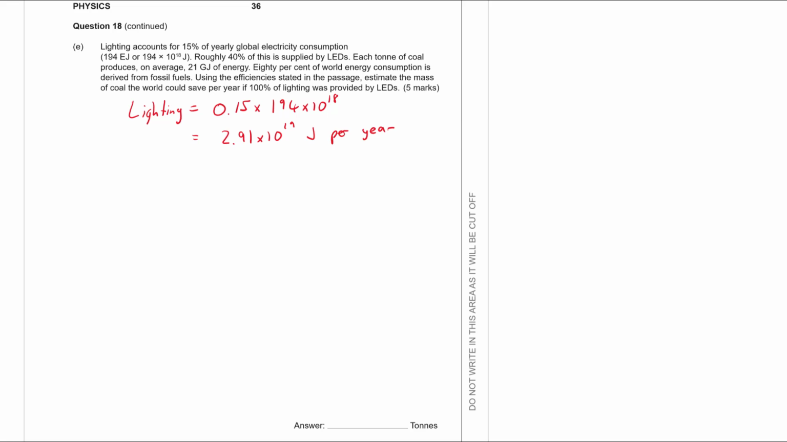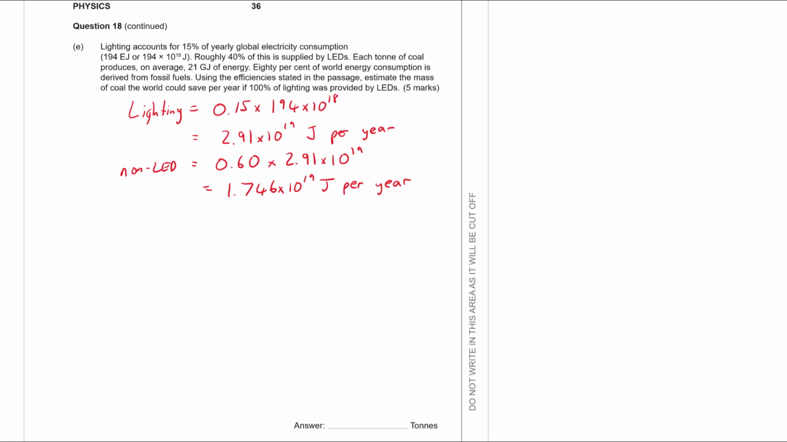So the next step is to figure out how much you save if you make everything LEDs. It tells you that at the moment 40% is provided by LEDs, which means that 60% must be incandescent bulbs or other types. So what we'll do now is work out how much non-LED lighting is in this energy consumption, and that's going to be 60%.